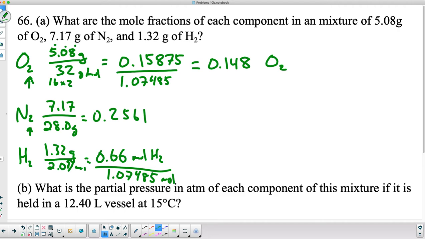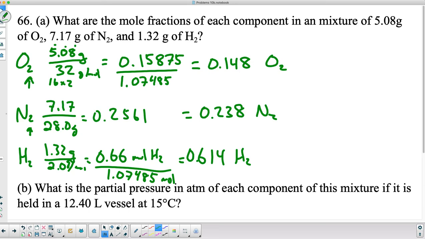Let me do the next one. 0.2561 divided by 1.07485 equals this mole fraction here, which is going to be 0.0238 for N2. And the last one then is going to be 0.66 divided by 1.07485. Like that is going to be 0.614 for H2. Those are the mole fractions for all of them.